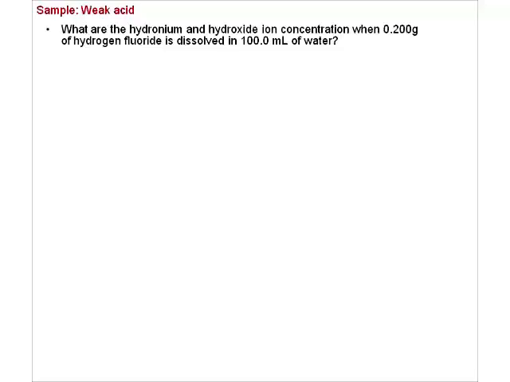Okay, here's another sample. This is a sample of what happens when we have a weak acid. Everything we've been doing up to this point has been strong acids, which are 100% ionized, ionic compounds that were 100% dissociated. What happens when we get a weak acid where it really doesn't want to ionize? It does not want to produce H3O+. So what do we do there? Well, here's an example where we use hydrogen fluoride, a weak acid. What's going to be the hydronium concentration and hydroxide concentration when we put 0.2 grams of this stuff in 100 mils of water? So here we go.